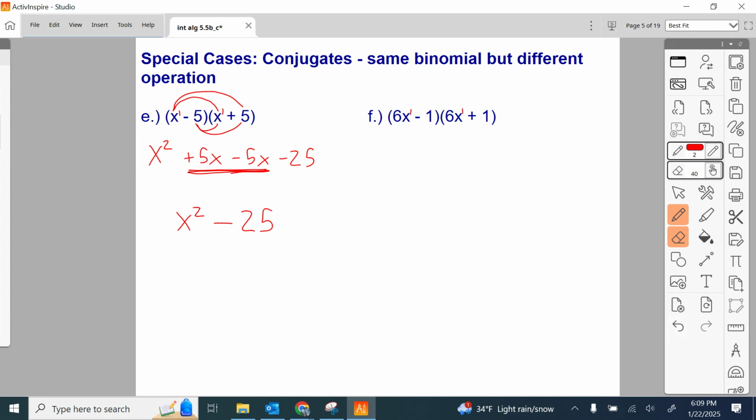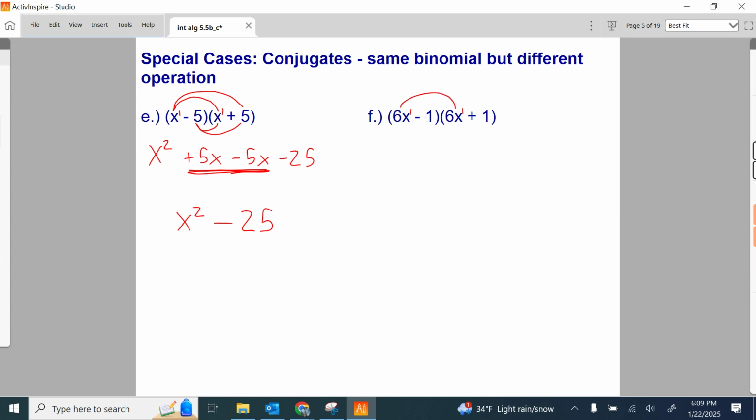So I'm going to put some powers of 1 there. Multiply these together. The first times the first, that's going to get us 36x to the power of 2. All right, then I have 6x times positive 1, which is going to get plus 6x. Then I, the inside, so the minus 1 times the 6x is going to get minus 6x. And then the L, the last, the minus 1 times the plus 1 is going to create minus 1.